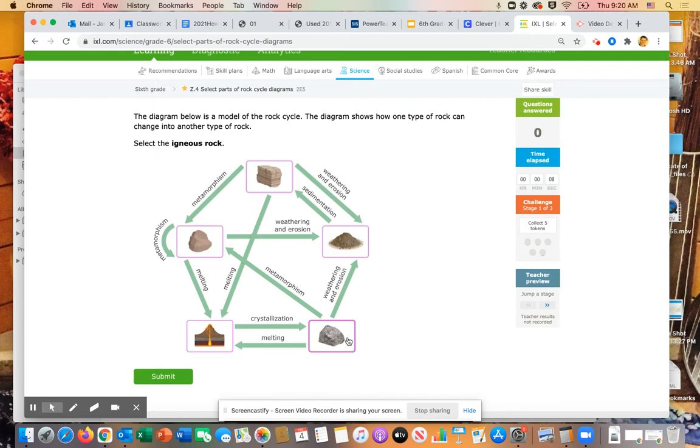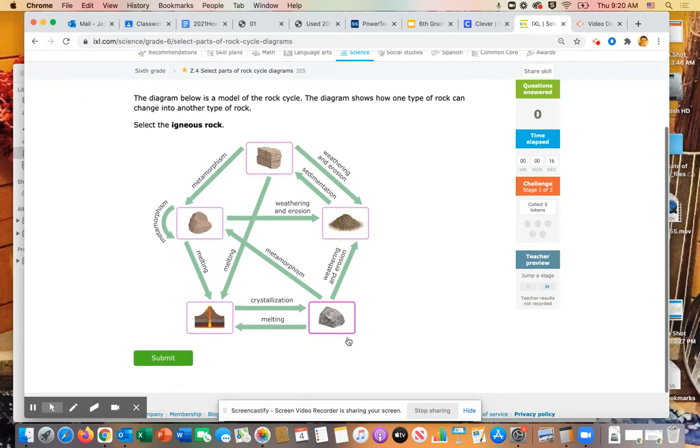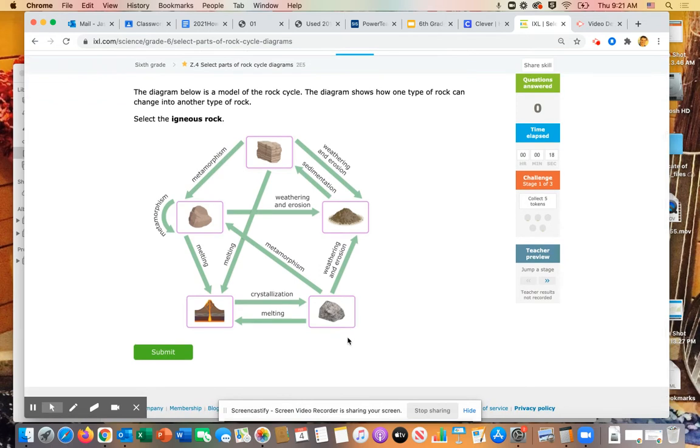The diagram below is a model of the rock cycle. The diagram shows how one type of rock can change into another type of rock. Select the igneous rock. Igneous is always formed from cooling and crystallization. I find a crystallization arrow and I click it.